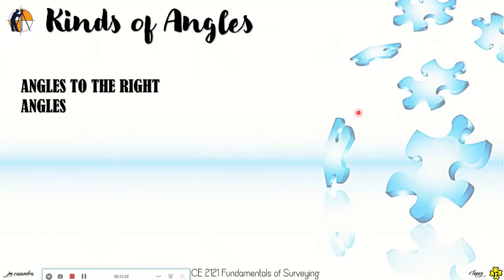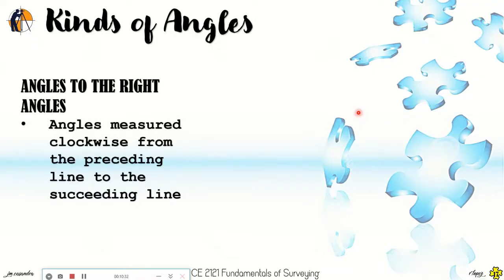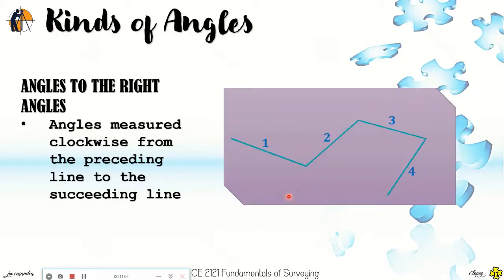Next, we have angles to the right. So these are angles measured clockwise from the preceding line to the succeeding line. So in line 2, this one, 2 to 3, and 3 to 4.